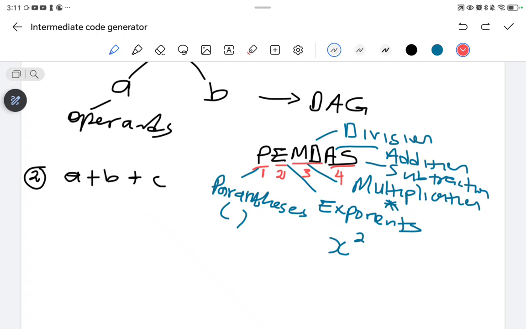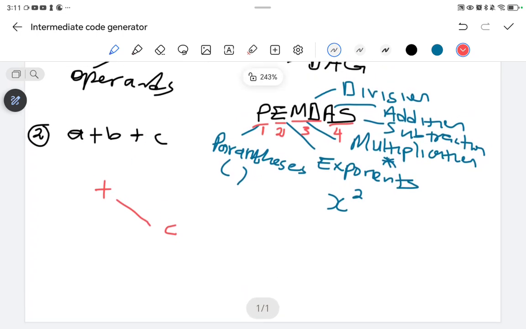So what happens here is that if you come across an expression like this that we're given, and you want to construct a DAG, you are simply going to consider the lowest order. I'm going to start with the lowest order. I say plus, I put my C this side, then I come to the second lowest order, which in this case is only this. I have B, A. You consider the lowest order first.